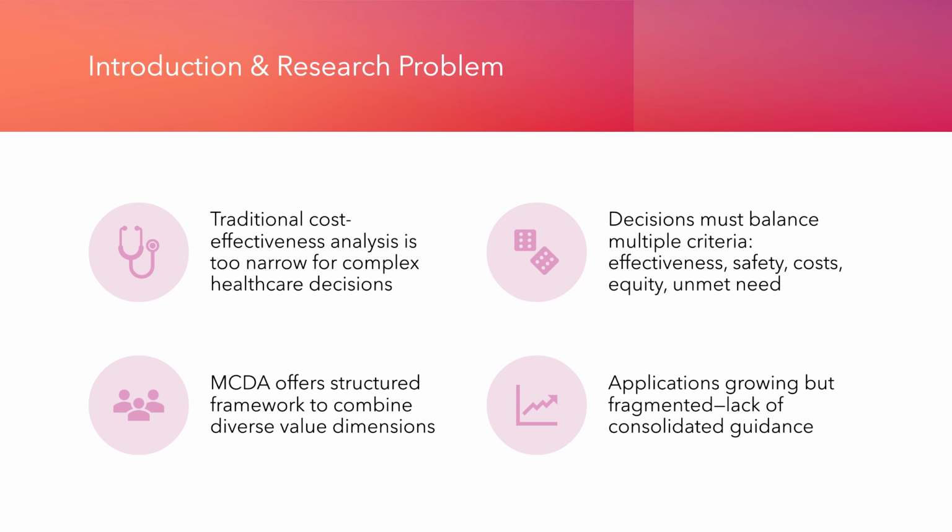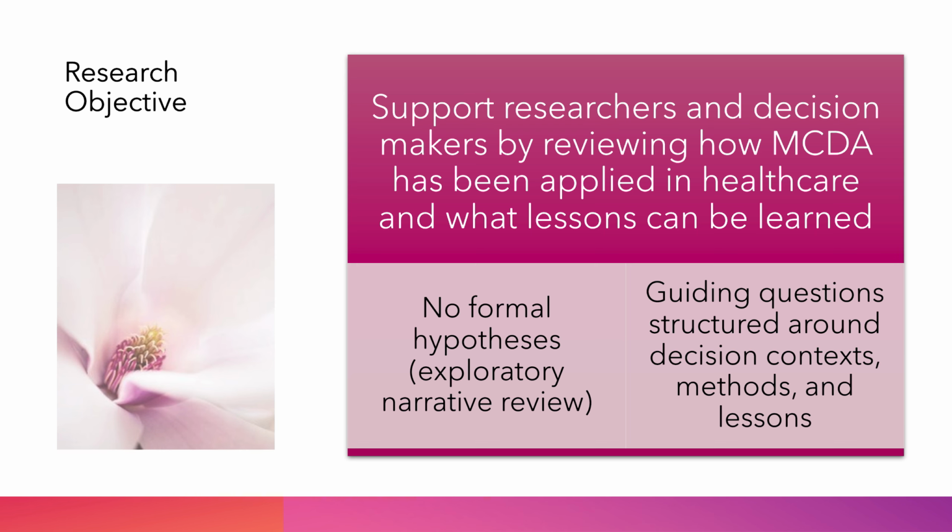So moving on to the research objective. So what were they trying to do in general? It is pretty much straightforward. They wanted to help other researchers and decision makers who are thinking about using MCDA by reviewing how it's been done before and what we can learn from it. Now, this isn't the kind of paper where they are testing hypotheses or running statistical models. It's more exploratory, if that makes sense.